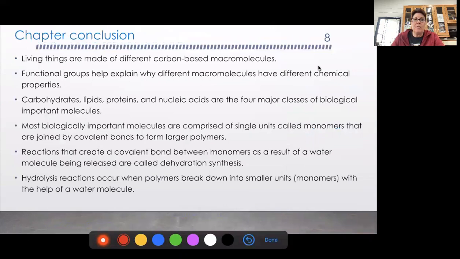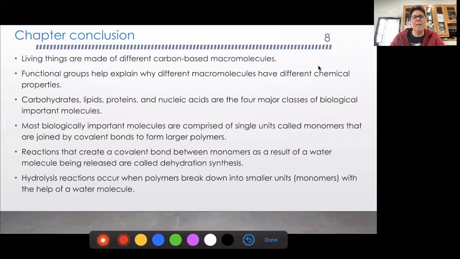And so now we just have our conclusion. We talked about how all of our living things are carbon-based. We are carbon-based organisms on this planet. We talked about functional groups. We spent some time on carbs. We talked about lipids, proteins, and nucleic acids being the four major classes of biological macromolecules. We did those labs, or will be doing those labs in our lab. They are very important. Most of these biological macromolecules are made up of monomers, which are single repeating units. Not all. Remember, lipids don't really follow that pattern.